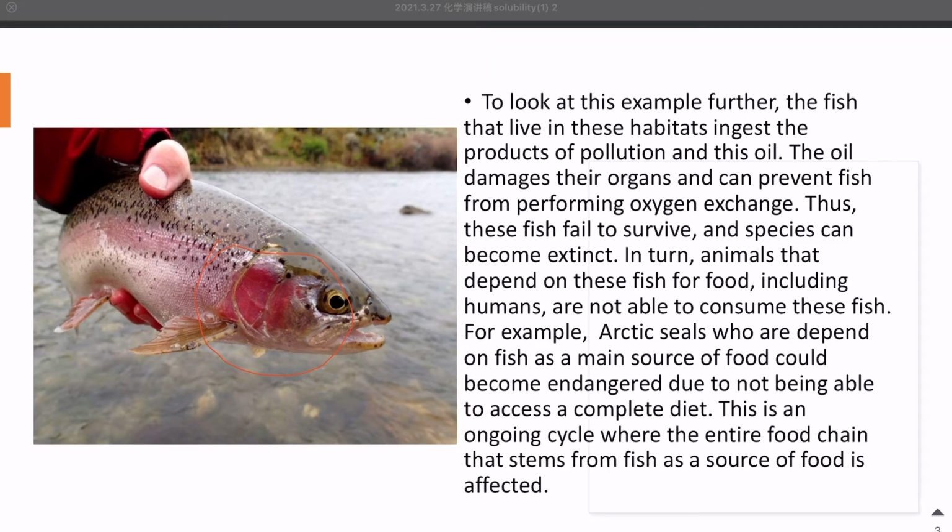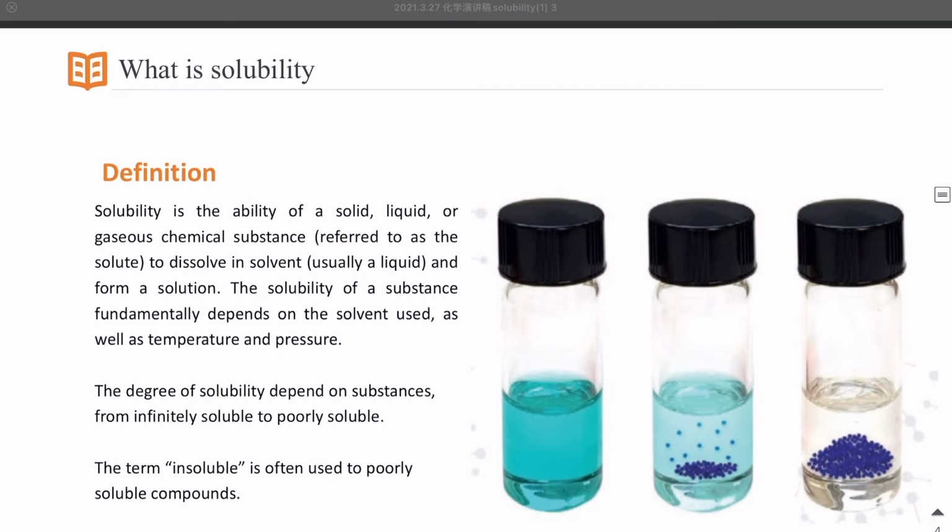For example, Arctic seals who depend on fish as a main source of food could become endangered due to not being able to assist a complete diet. This is an ongoing cycle where the entire food chain that stems from fish as a source of food is affected. From the case, we know oil is not very soluble in water.